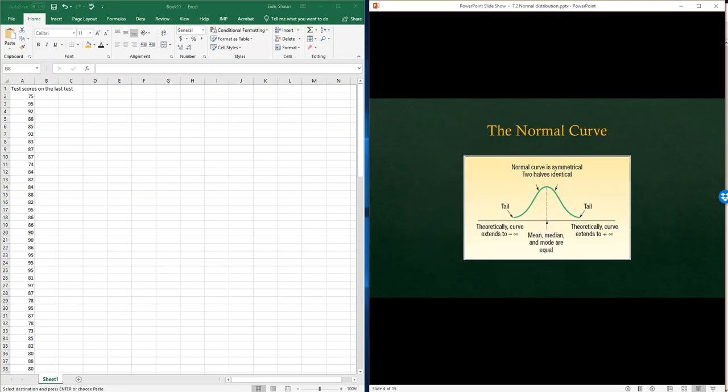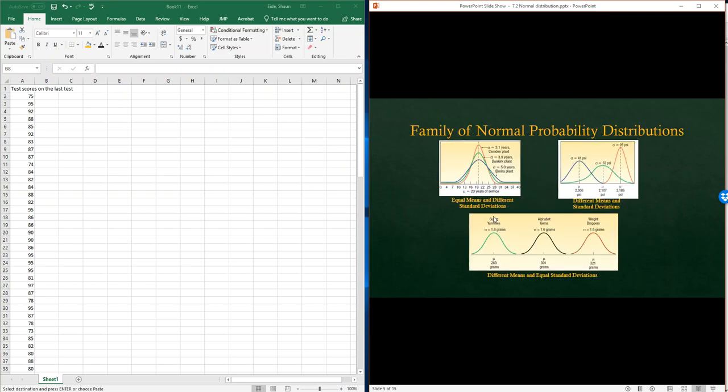So the normal curve is symmetrical and the two halves are identical. You have the mean, the mode, and the median all in the middle, and they are equal. Then you've got the tails on the ends, right here and right here. And you've got the two halves of the distribution, and they should be completely symmetrical. And this tail goes on for infinity. It never touches the x-axis.